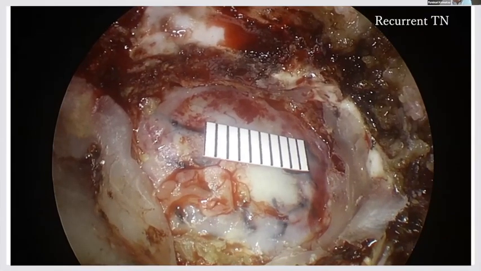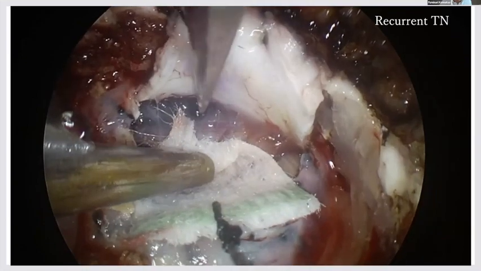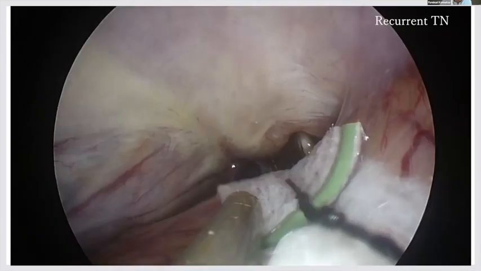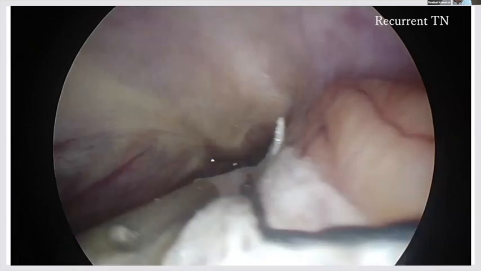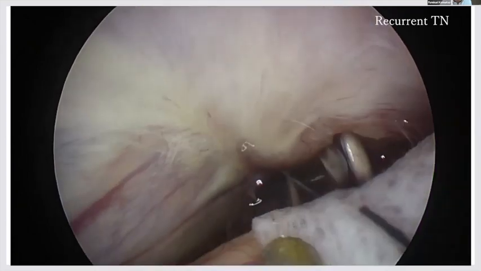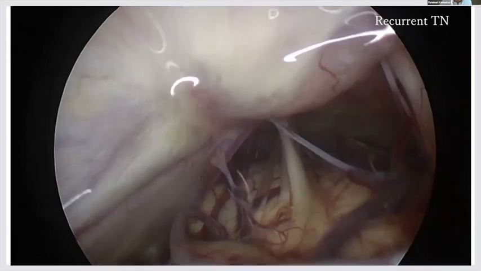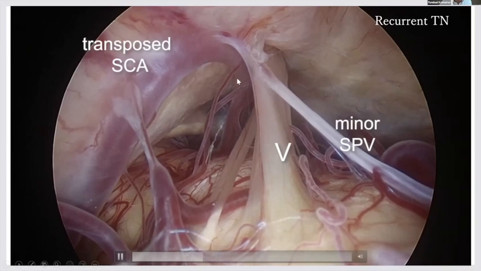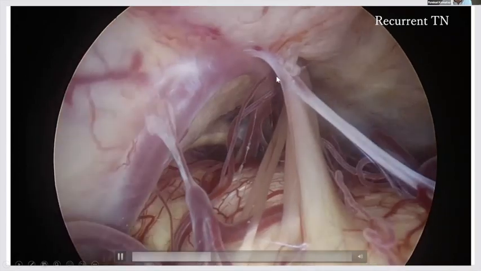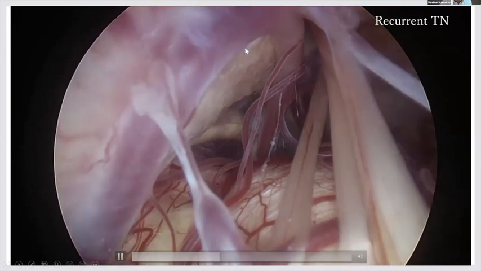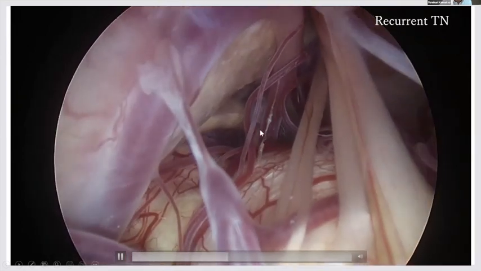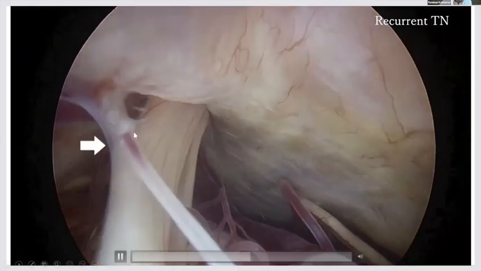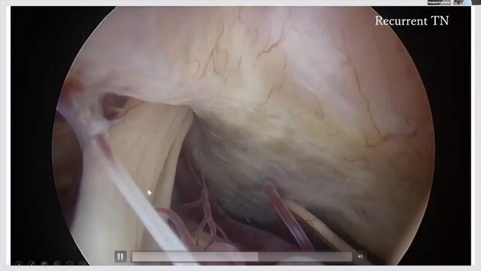Again, the endoscopic surgery is performed. So the endoscope proceeded to the trigeminal nerve. Adhesion was less. And this is the trigeminal nerve, and the transposed SCA is not mobilized from the first surgery. It was fixed at the cerebral tentorium well. However, this is the minor petrosal vein. The adhesion between the trigeminal nerve and the petrosal vein was there.